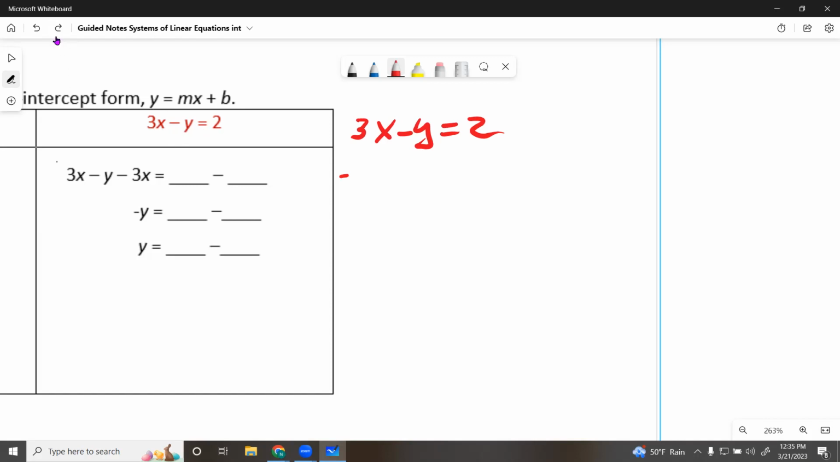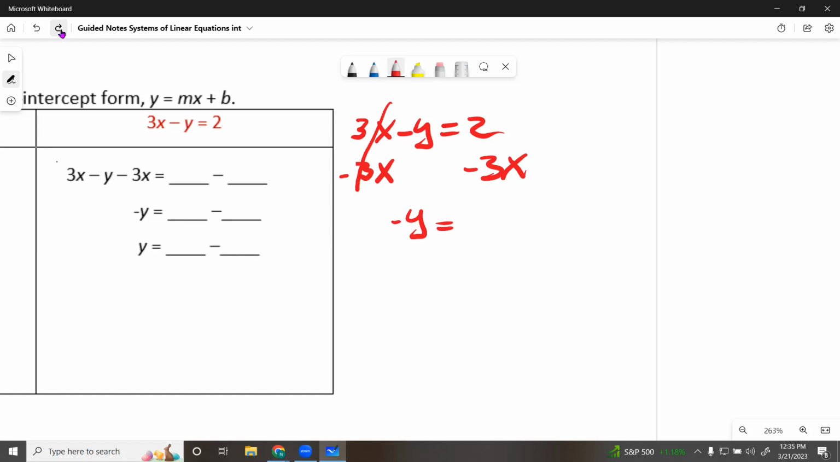I subtract vertically. They did it horizontally. I'll show you that over on the left at the end. So we have subtract 3x from both sides. That's how we undo the 3x from the left side of the equation and put it over on the right side of the equation. We're left with negative y equals 2 minus 3x.